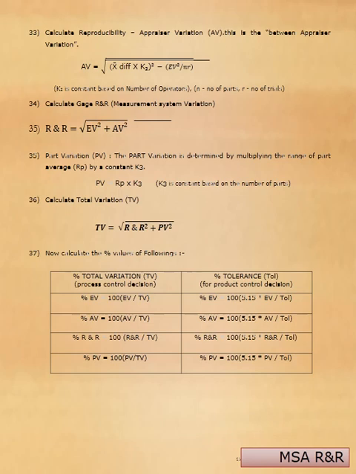Percentage tolerance for border control decision. Percentage equipment variation equals 100 × 5.15 × EV divided by tolerance. Percentage AV equals 100 × 5.15 × AV divided by tolerance. Percentage R and R equals 100 × 5.15 × R and R divided by tolerance. Percentage part variation equals 100 × 5.15 × PV divided by tolerance.